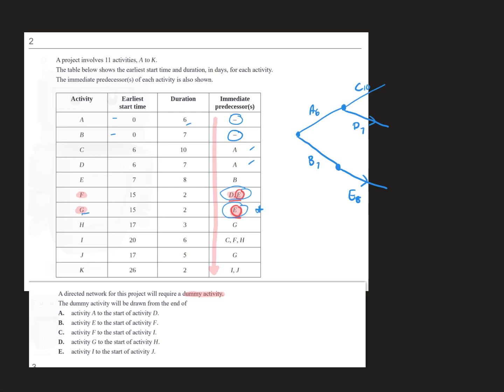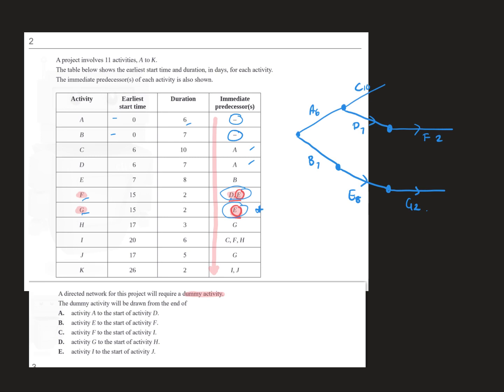See how G has to wait for only E, so that means I'm going to draw G definitely coming out of E. So G is 2. Now, F up here comes out of D, but also has to wait for E. So I'll draw out F here, and F takes 2.